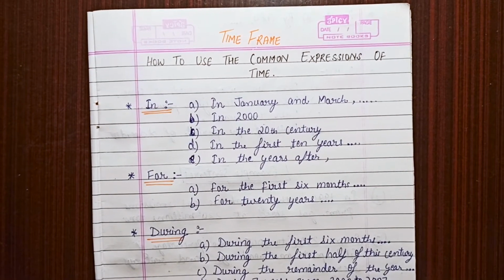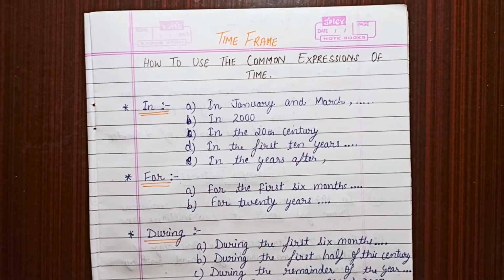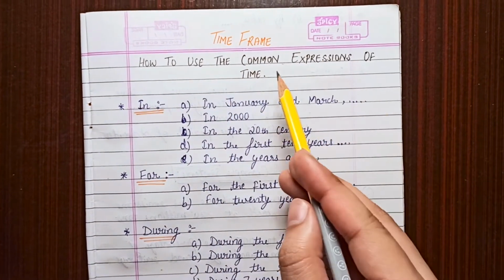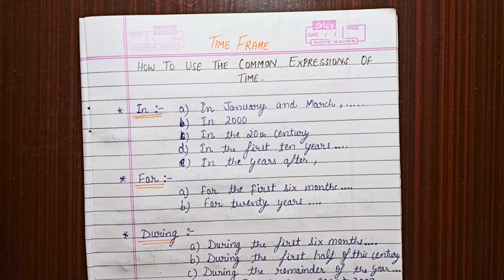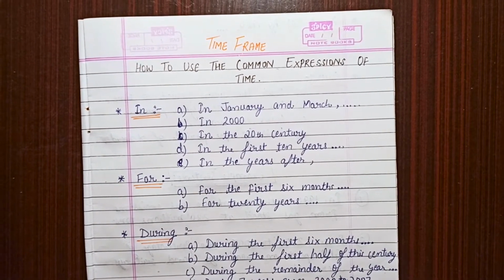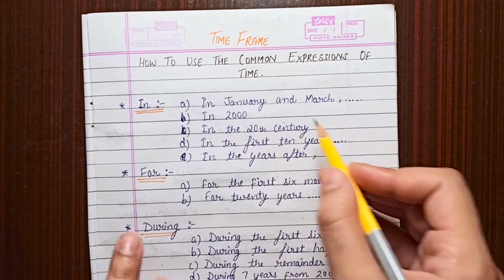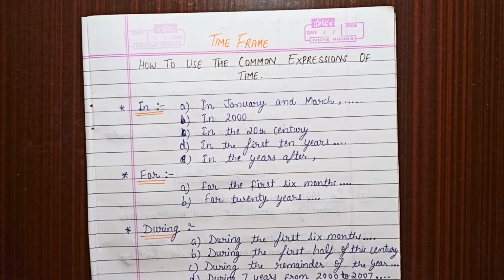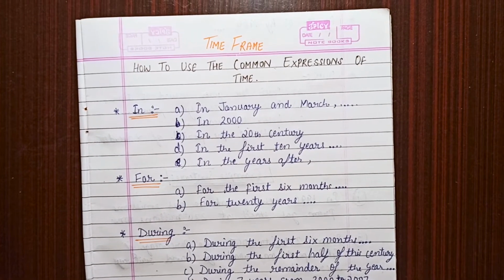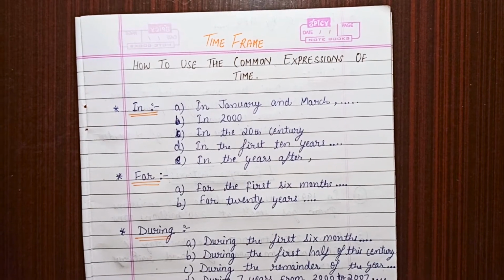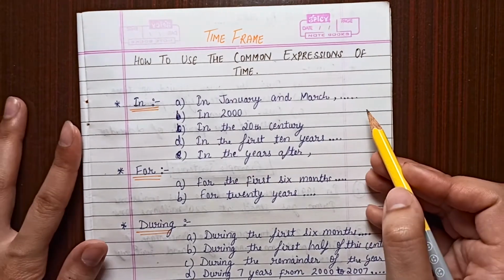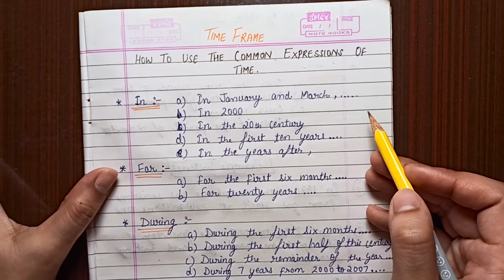In this video, I will tell you how to use time frames in Task 1. I have written the common expressions of time, which are used to make different sentences. Obviously you cannot write each and every sentence in the same form, right? In 2000 this happened, in this year this happened. So there must be some flavor in what you are writing, on the basis of which the examiner is going to judge how you can express yourself in different ways. So by using different time frames, you can express yourself in different ways.